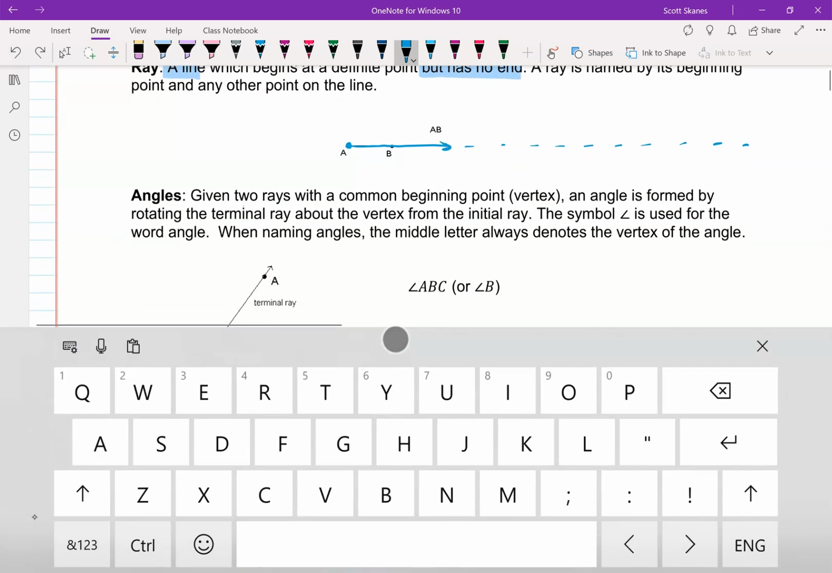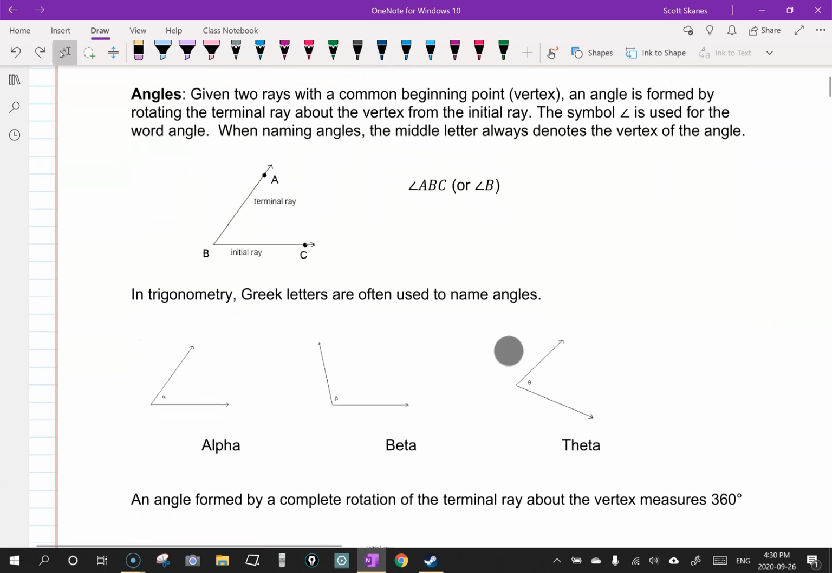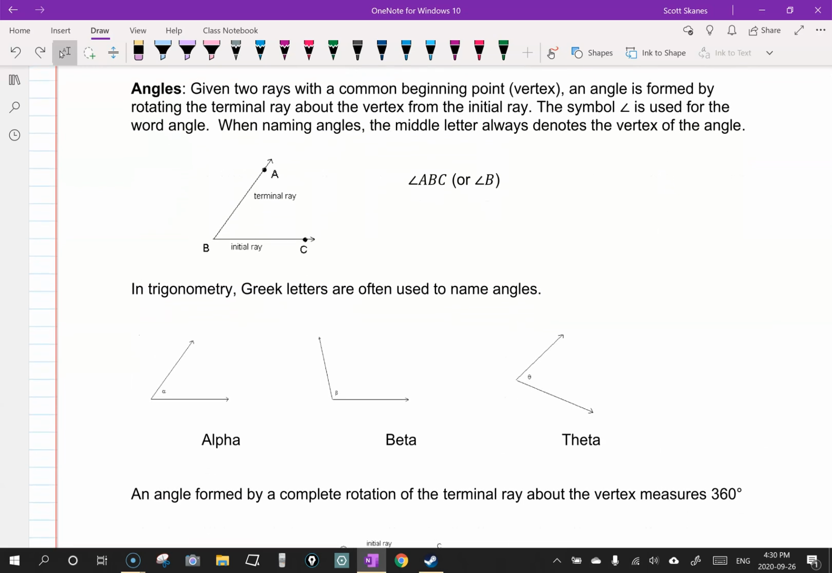Angles are when we have 2 rays with a common beginning point, which would be a vertex. So in this case, the vertex would be B, for example. This corner piece here, sorry, it's very loud out here.